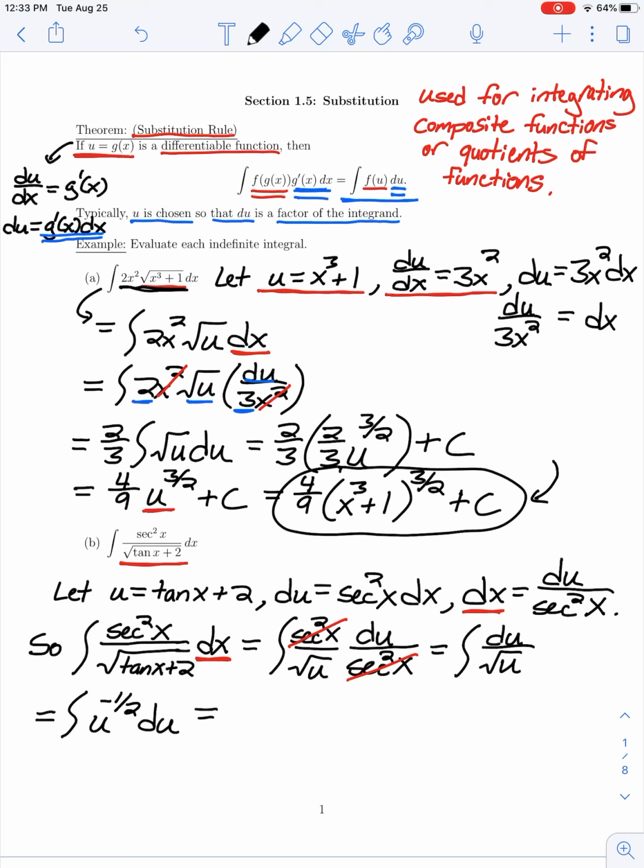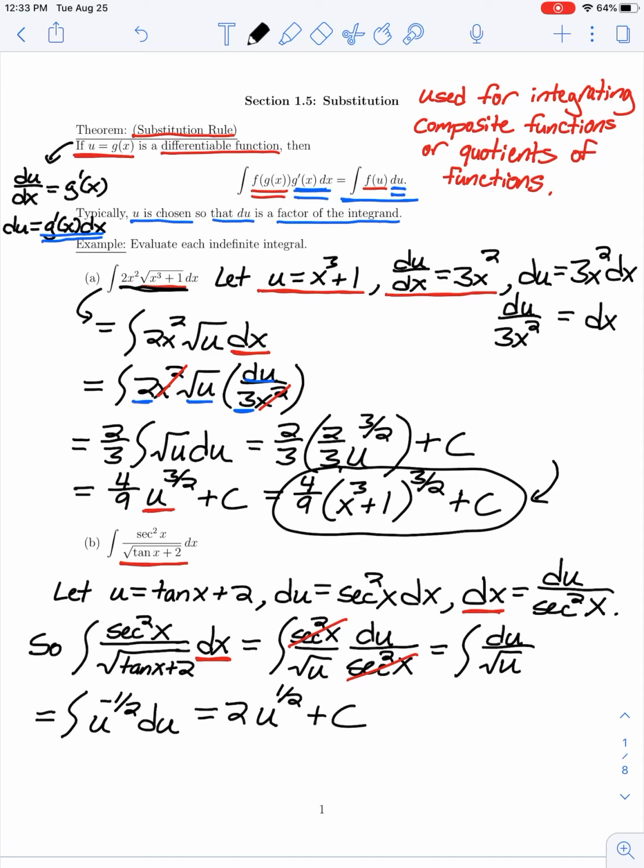So we would add 1 to the exponent, giving us u to the positive 1/2. And then we would divide by 1/2, which is equivalent to multiplying by 2. And at this stage, once I've found my antiderivative, I can add an arbitrary constant to get the most general antiderivative, or the integral. And as with our previous example, I'm not quite done.